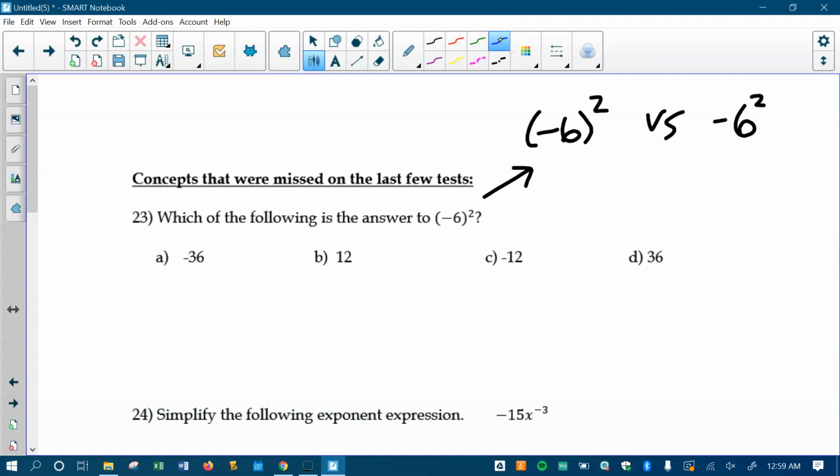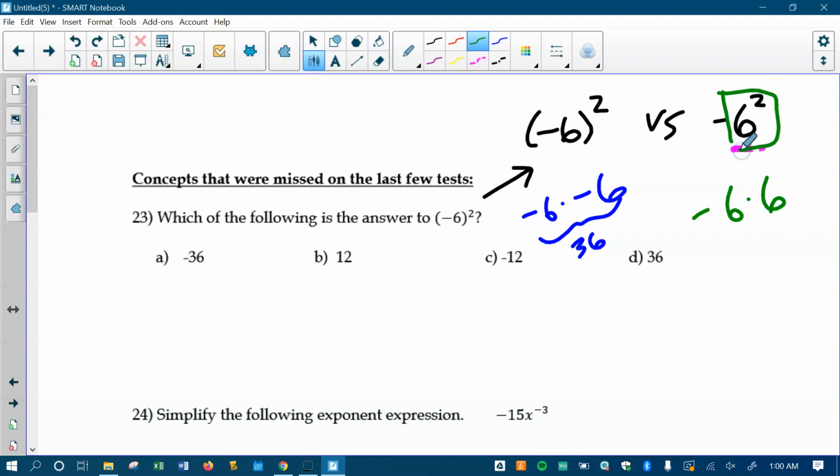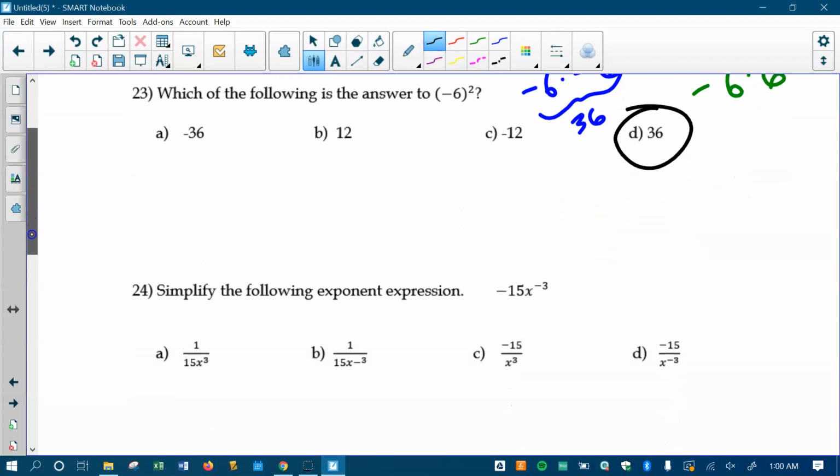This one on the left, negative 6 in parentheses squared, means that there are two negatives being multiplied together. A negative 6 times a negative 6. Well, negative 6 times negative 6 is a positive 36 because I have two negatives. On this one, I have a negative 6 squared. And what that means is I'm going to have a negative 6 times 6. So here, only the 6 is squared with one negative. In the other one, the negative 6 is being squared, which is why we end up with a positive. So which of the following is the answer to negative 6 in parentheses squared? And your answer is going to be 36 when I multiply them together.